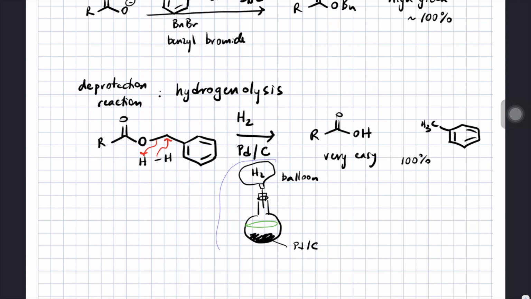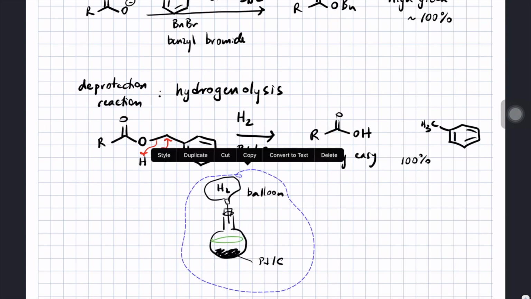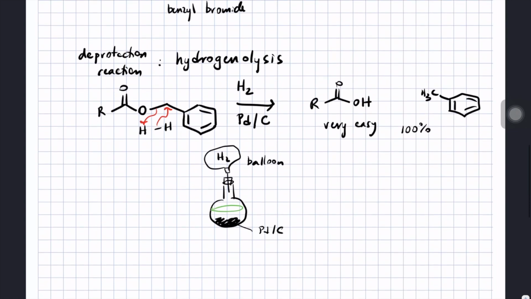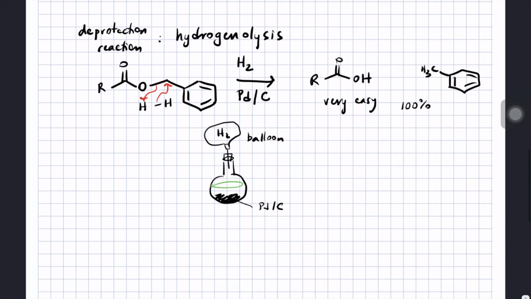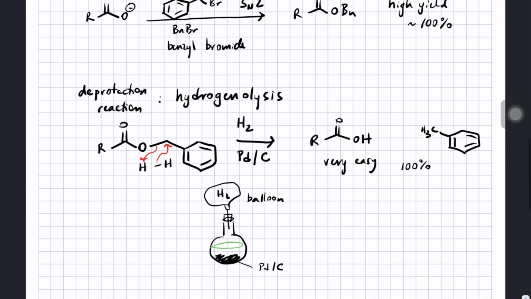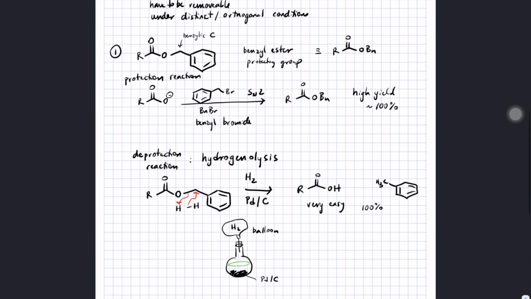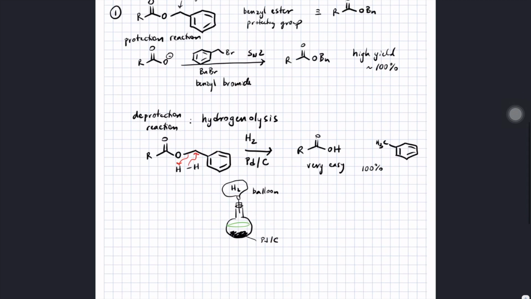And when you are done with the reaction, which you monitor by TLC, you simply take the balloon off, filter the solid palladium carbon catalyst out, and let the liquid pass through, and then you can concentrate the liquid to isolate your product. So it's a very, very clean reaction. All right, so that's going to be our protecting group here for the carboxylic acid.